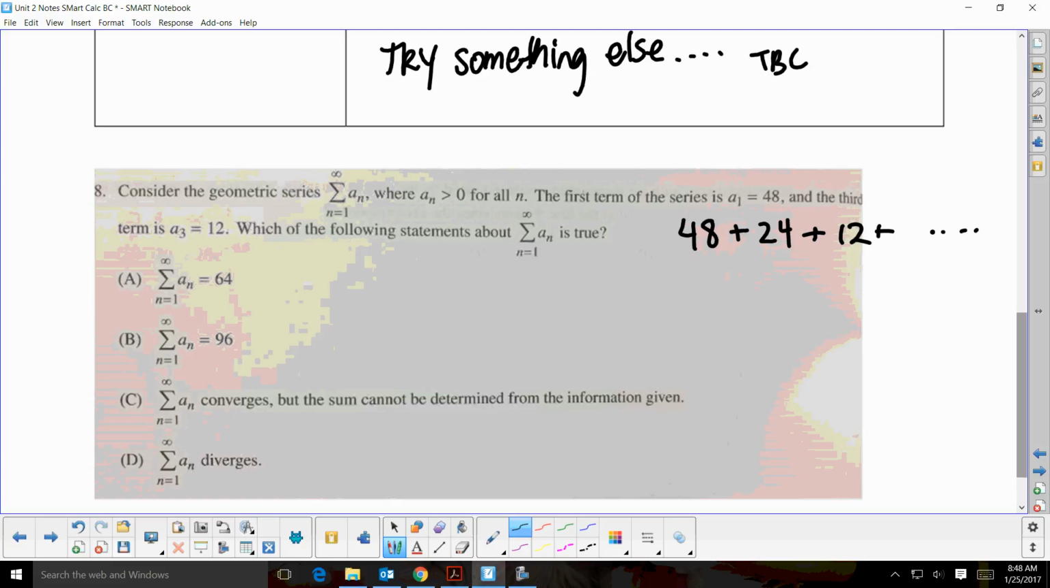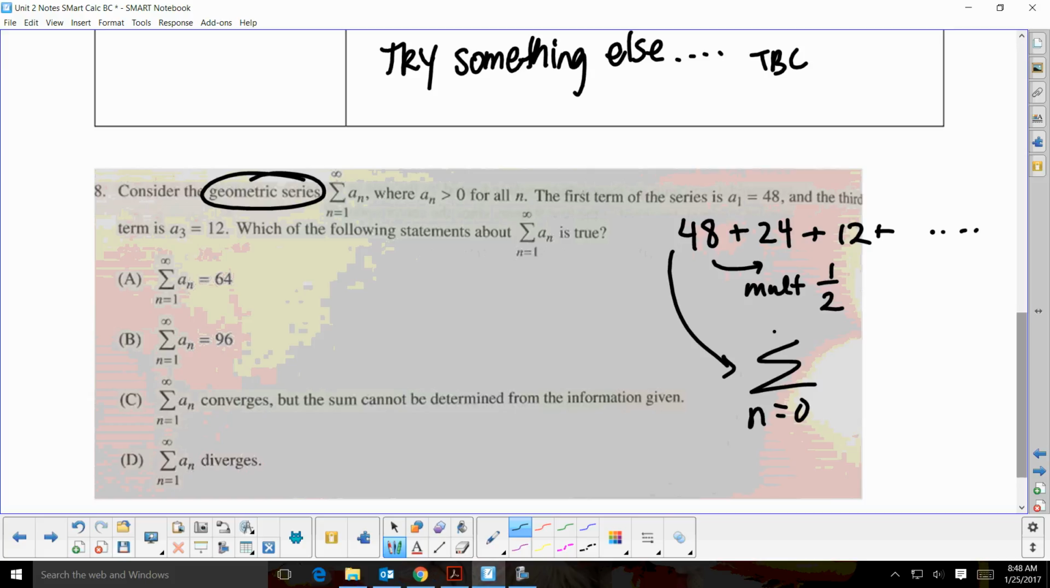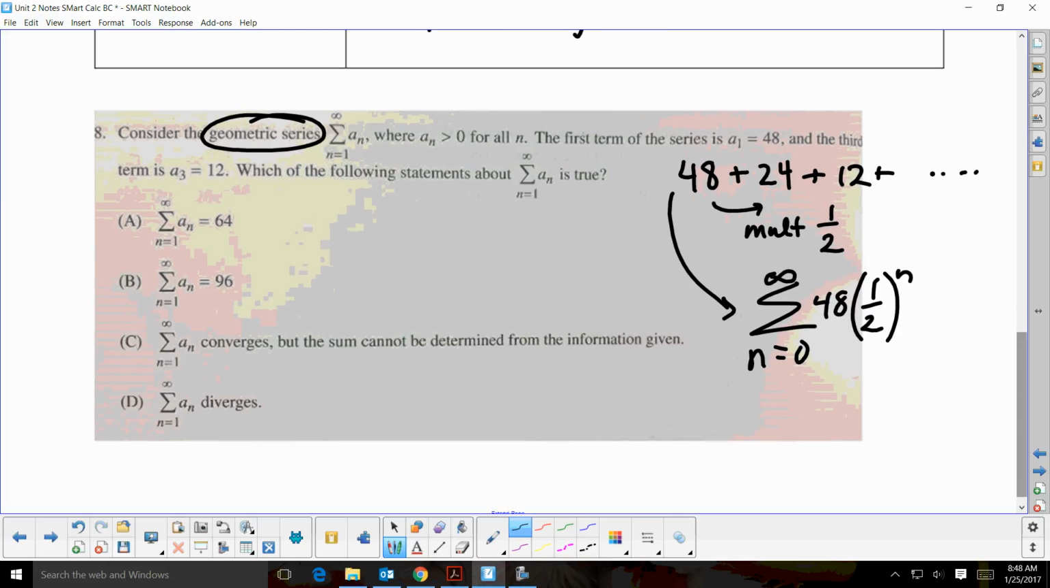It tells us it's geometric. So I know that I have to be multiplying by something, right? Okay, so what are we multiplying by? Let's half. So this guy, let's start at 0. What's our first term? 48. Our r is 1/2. So can you finish it? So do your a over 1 minus r. No, because we started at 0. So we basically made that our 0 term.